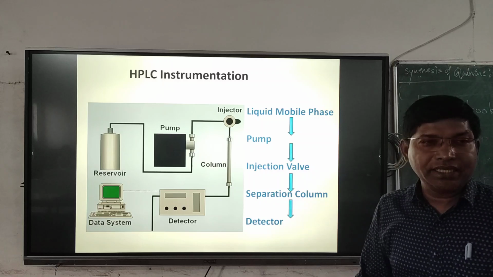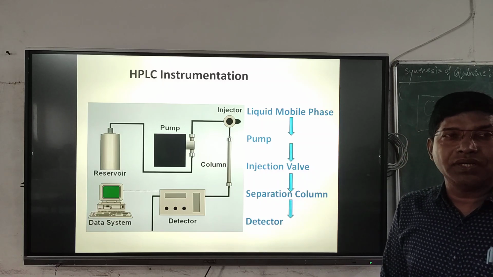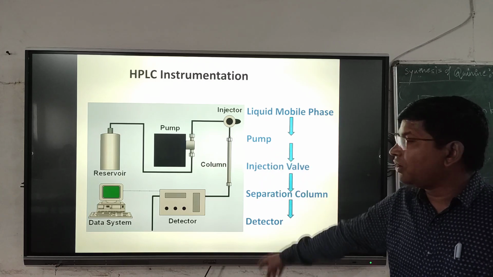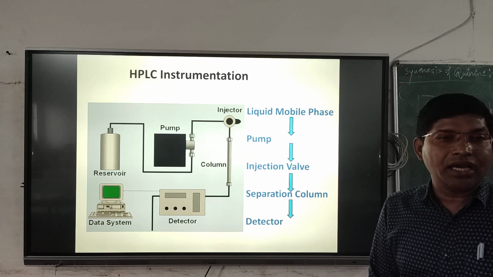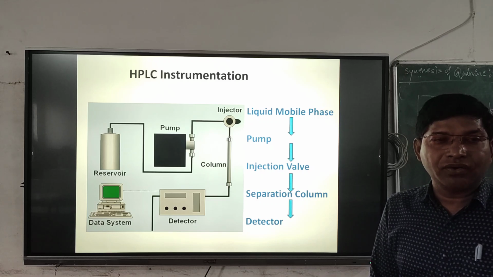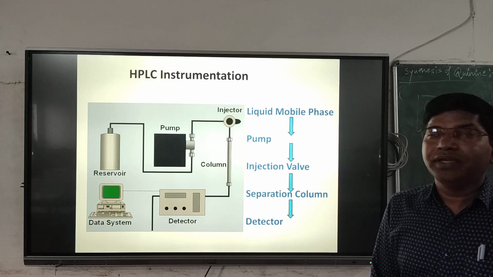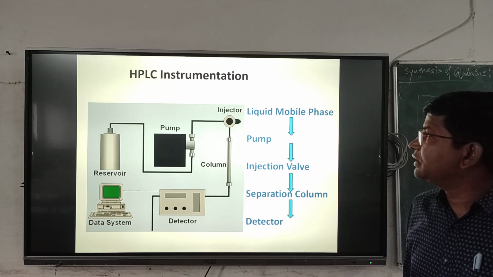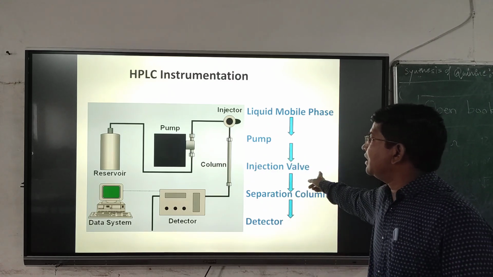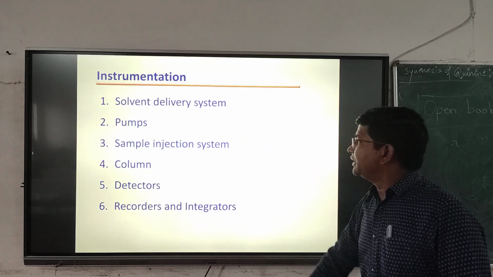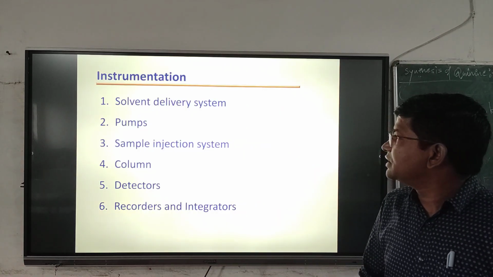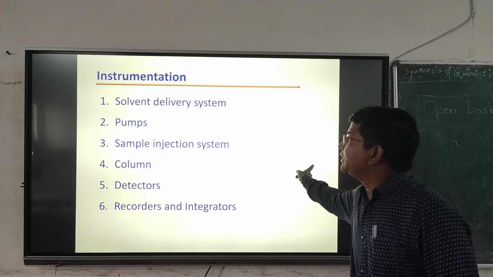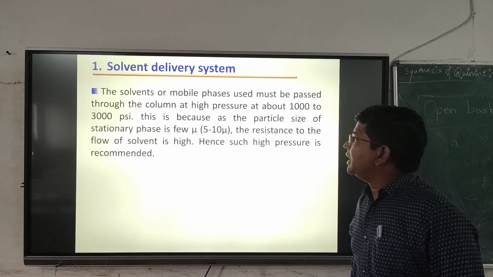The injector is the component where we put our chemical substance or compound mixture. And we have a column. In chromatography you should know that the column is the heart of chromatography, where the compound mixture is separated. Then we have a detector. These are briefly the different components of an HPLC instrument: solvent delivery system, pumps, injection system, column, detector, and recorder and integrators. First we have the solvent delivery system.